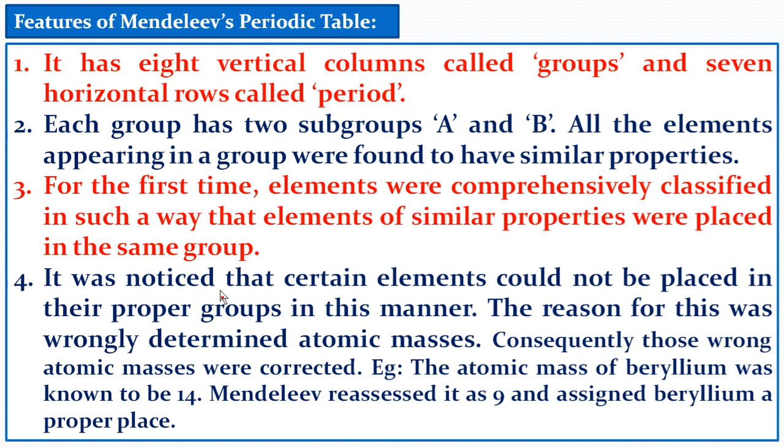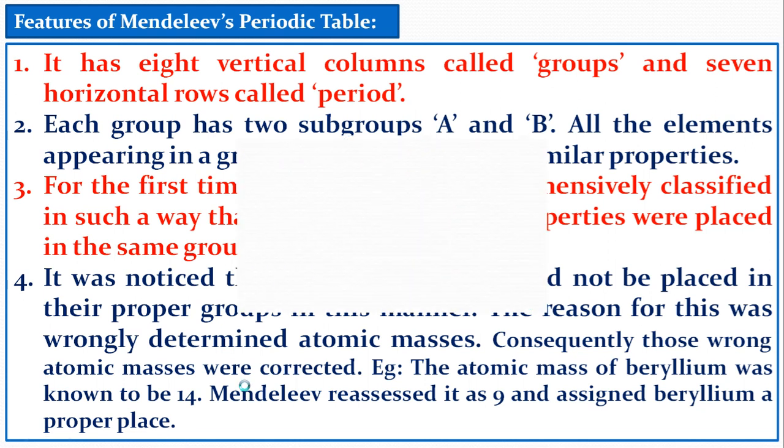Then the fourth one: it was noticed that some elements could not be placed in their proper groups in this manner. The reason for this was wrongly determined atomic masses. Consequently, those wrong atomic masses were corrected. For example, the atomic mass of beryllium was known as 14. Mendeleev reassessed it as 9 and assigned beryllium a proper place.